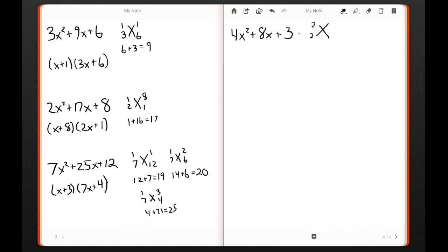And now we should get it where one of these is going to work. If you put the 3 here, that'll be 3 times 2 is 6. The 1 will be here. That will be 2 times 1 is 2. 6 plus 2 is 8. So that will work. So now this will result in 2x plus 3 times 2x plus 1.